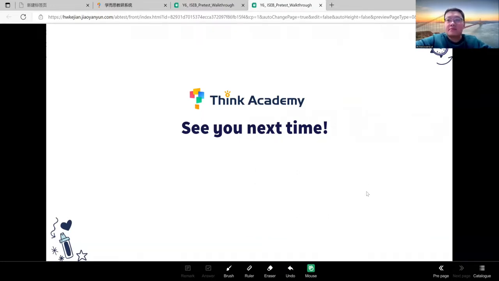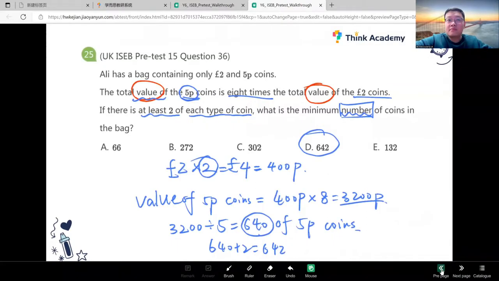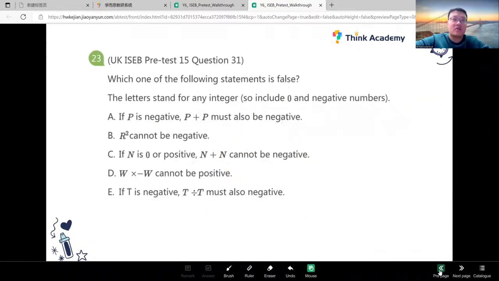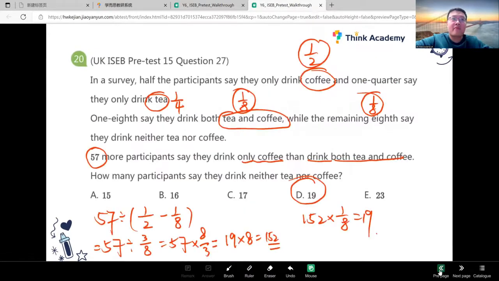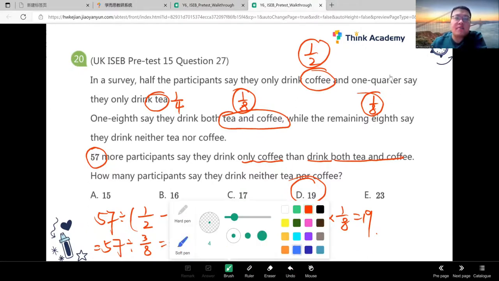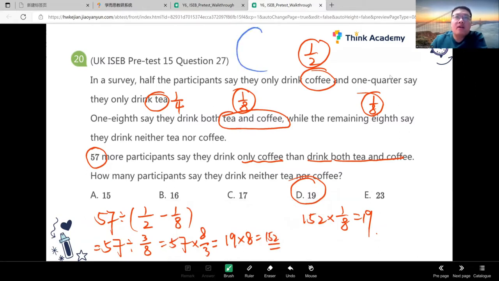Can you explain how you did question 20 again? Okay, question 20, let's see. This question? Okay. For this kind of question, I can give you another way to solve it. You can use a pie chart. Let's have a pie chart here. This is a pie chart, just a circle.